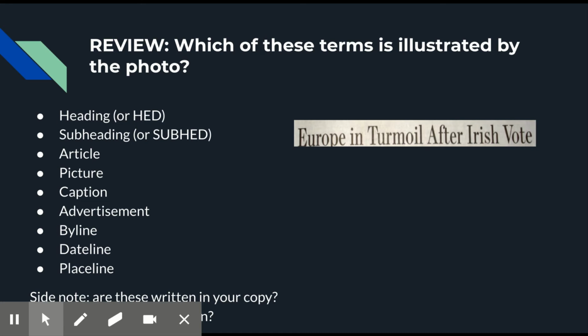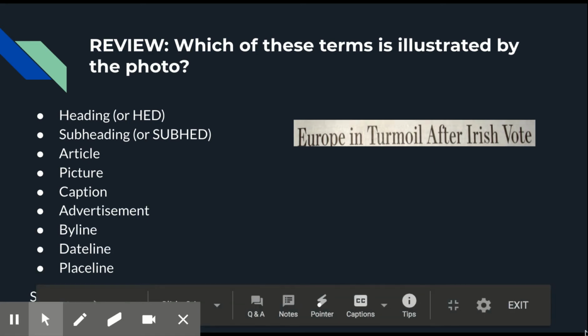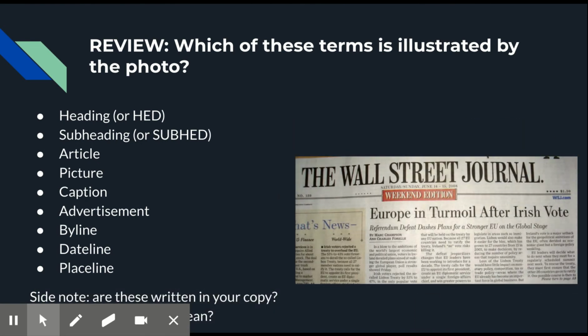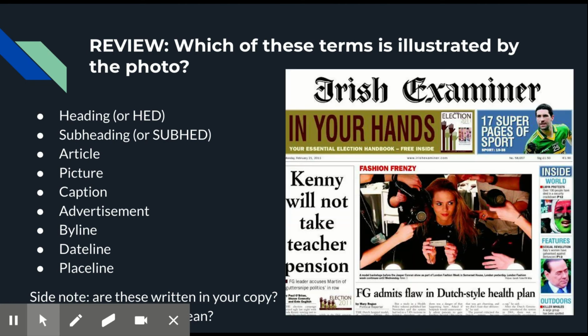So once you've done that, then in your copies, I want you guys to do a quick review of what you did last time. Which of these terms is illustrated by the photo that you see? So make a guess. Those terms should all be written in your copy already. So which of those terms is illustrated by that photo? Just as a side note, hopefully those are all written in your copybook. Okay. It's from the Wall Street Journal, and as you can see in the context, it's probably a little bit easier to see there. That is a headline, so give yourselves a pat on the back if you put a headline. That was a headline of the Wall Street Journal.